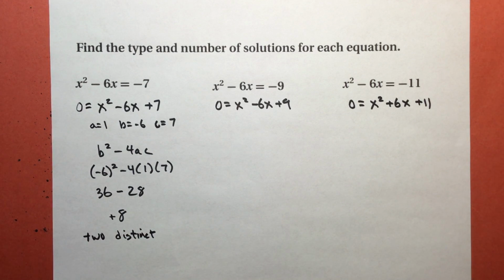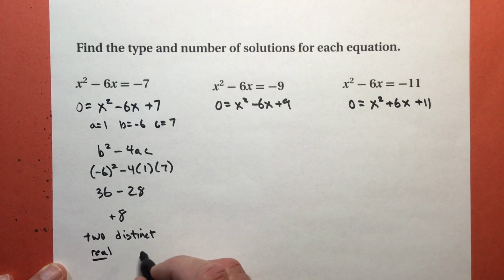Why don't we use the word different? Because it's different from what, all right? If we say two different numbers, well, that doesn't necessarily imply that they're different from each other. So when we say distinct, that means that they are different from each other. Two distinct real zeros or solutions. Since this was an equation to start out with, we'll say roots.